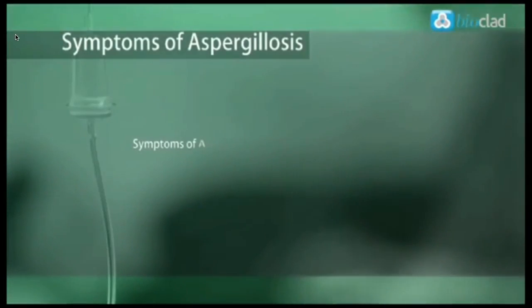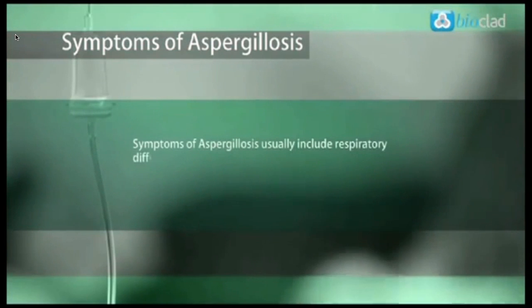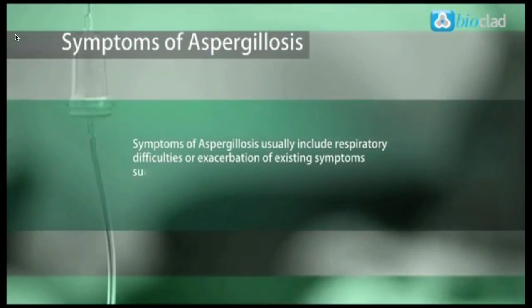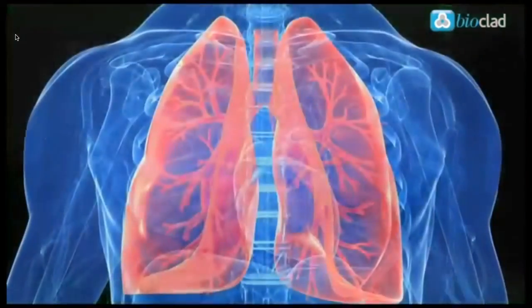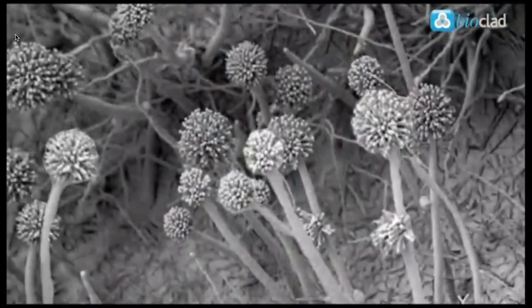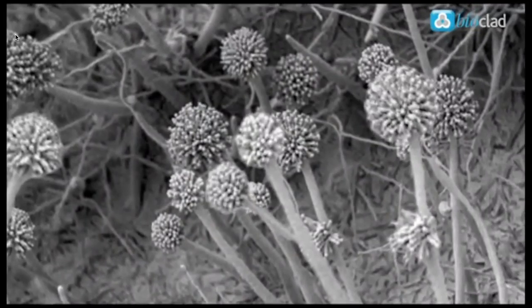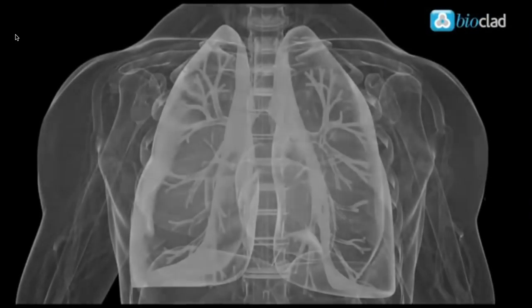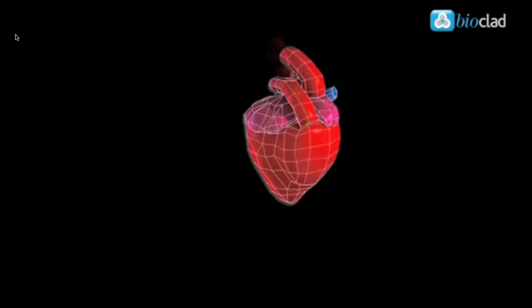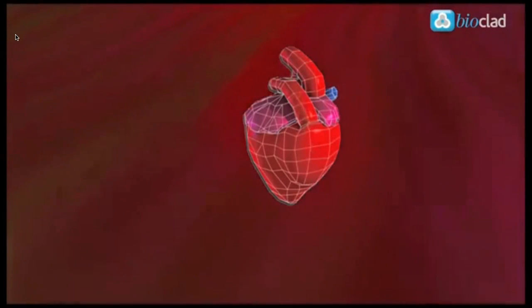Symptoms of aspergillosis usually include respiratory difficulties or exacerbation of existing symptoms such as asthma. Infections can lead to fungi growing inside the lungs and sinuses, causing chronic coughing, blocked sinuses, and headaches. Infection has been known to spread throughout the bloodstream to other organs such as the heart and cause fatalities, although this is rare.